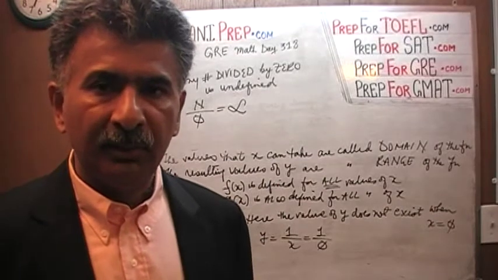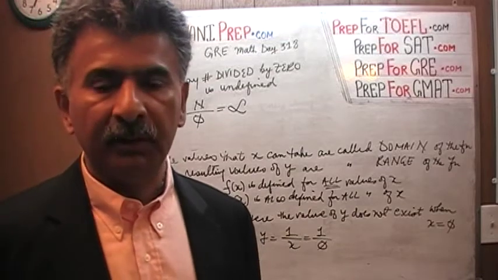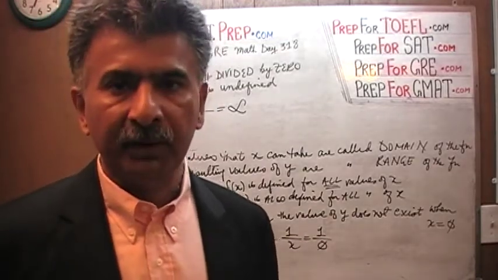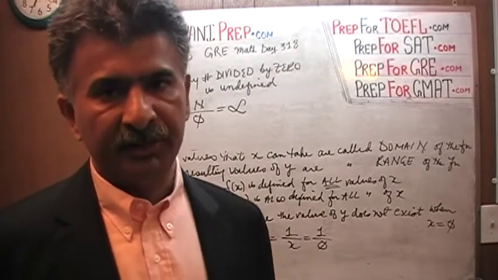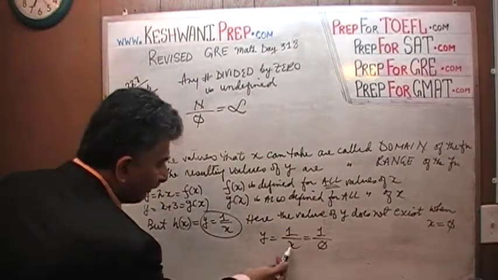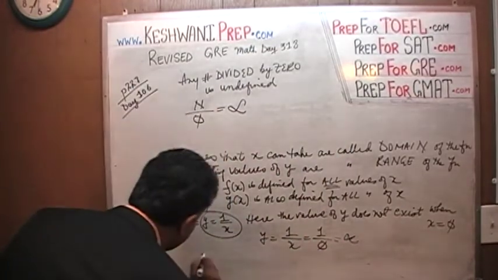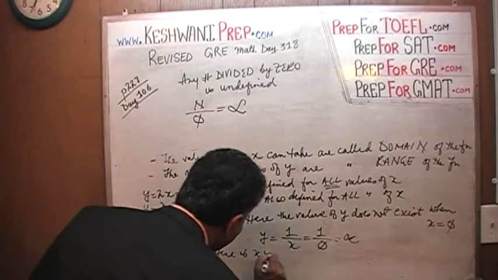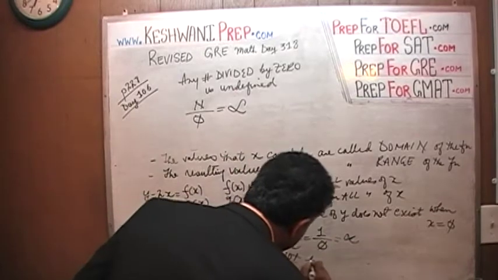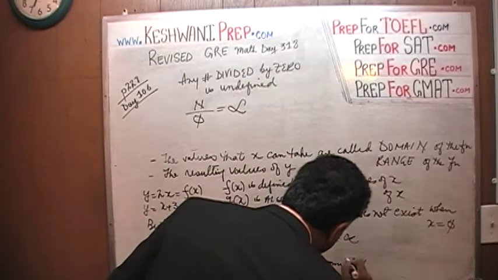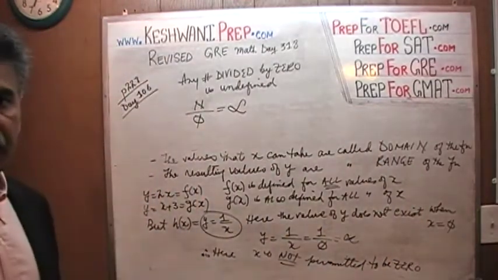We do not sit there and say, well, I have one infinity here and another infinity there, that makes it 2 infinity. If I take away half an infinity, I'm left with 1.5 infinity. There is no such thing. It's not a defined value. It is undefined. Therefore here, when x is equal to 0, this value becomes undefined. Therefore here, x is not permitted to be 0.